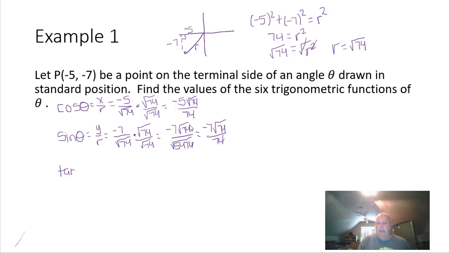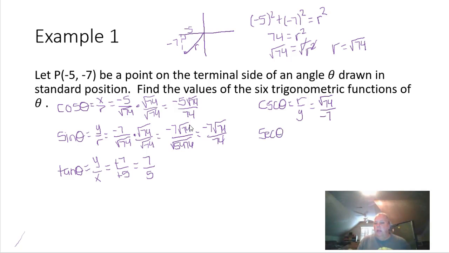All right, the tangent of theta is going to be defined to be the y-coordinate over the x-coordinate. That means we're going to have -7 divided by -5. Well, that's just going to be +7 over 5, because the two negatives will cancel one another out. The cosecant is defined to be r over y. r we just found out to be the square root of 74. The y-coordinate we know to be -7, and that won't reduce. The secant is defined to be r over x. r is the square root of 74. Our x-coordinate is -5, and that won't reduce.